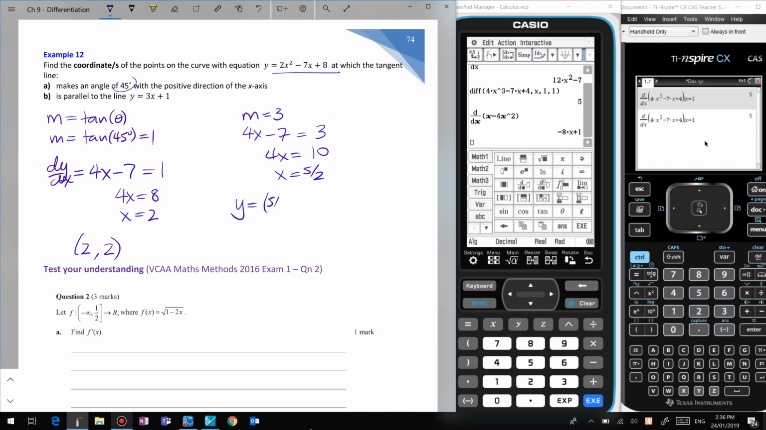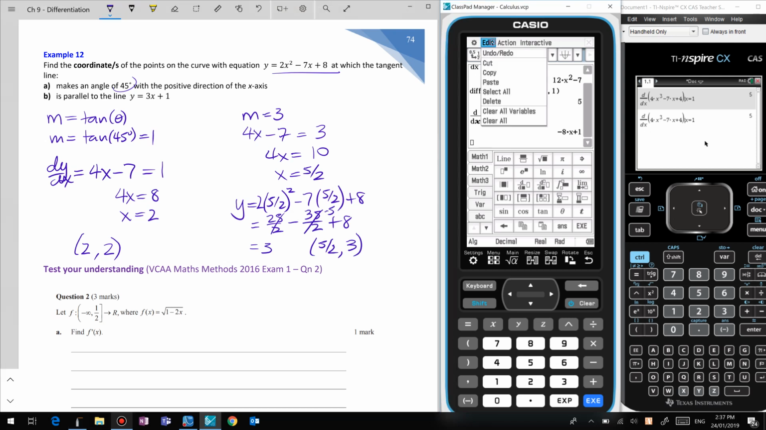Therefore, y is equal to 5 on 2 squared times 2 minus 7 times 5 on 2 plus 8. That's going to be 2 times 25 on 4, which is 25 on 2, minus 35 on 2 plus 8. 25 on 2 minus 35 on 2 is minus 10 on 2, which is minus 5. When we add 8, we get 3. So we've got the point 5 on 2 and 3.